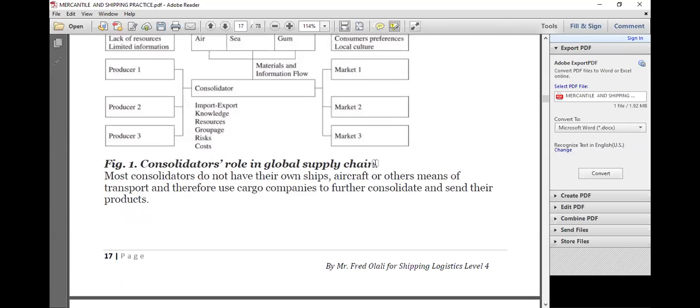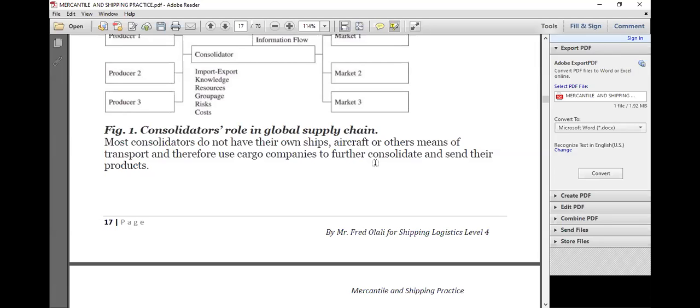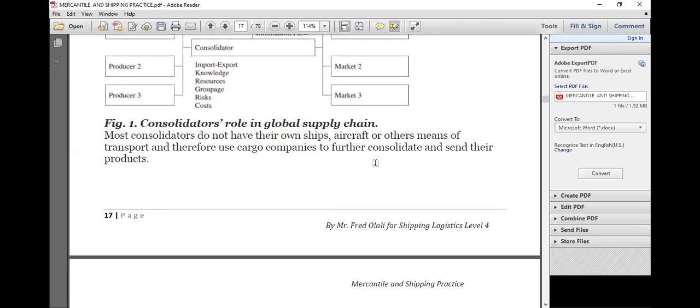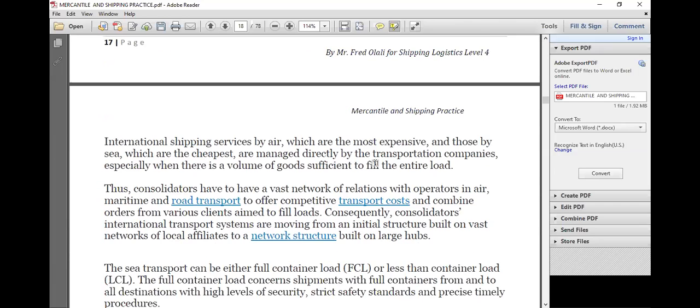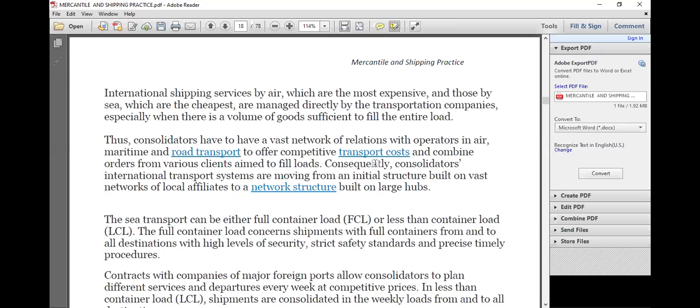Now, their role in the global supply chain: most consolidators do not have their own ships, aircraft or other means of transport, and therefore they use companies to further consolidate and send their products. So they don't own these means of transport. International shipping services by air are the most expensive, and those by sea are the cheapest. By the way, sea transport is cheap, air transport is expensive. I think that is common, especially when there is a volume of goods sufficient to fill the entire load.